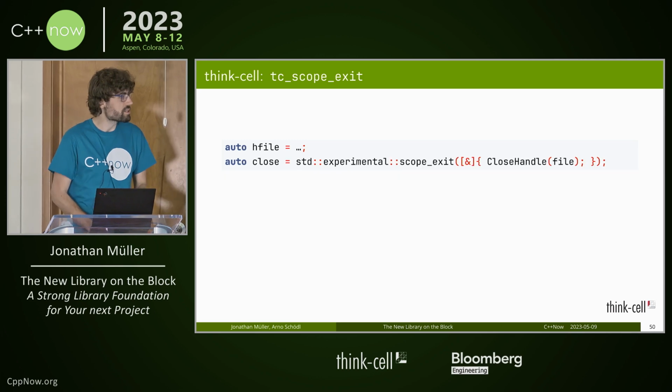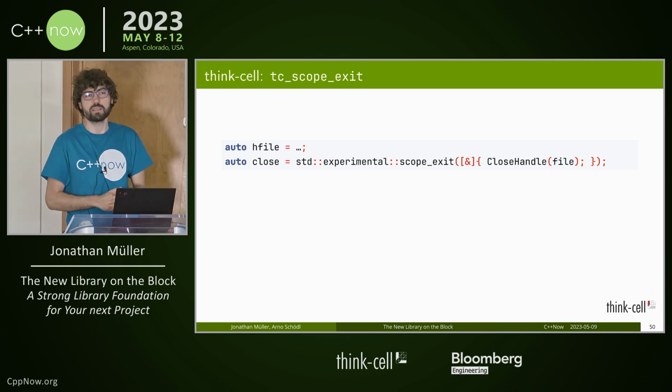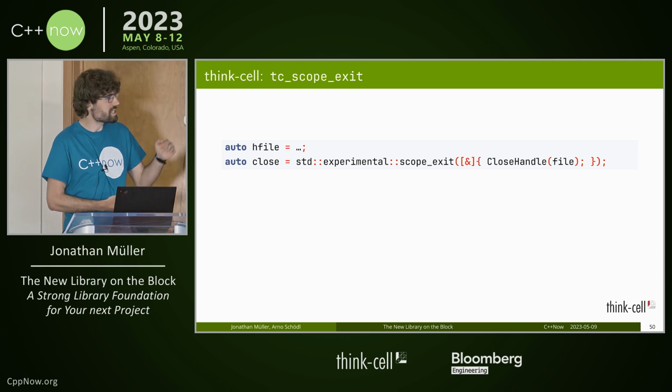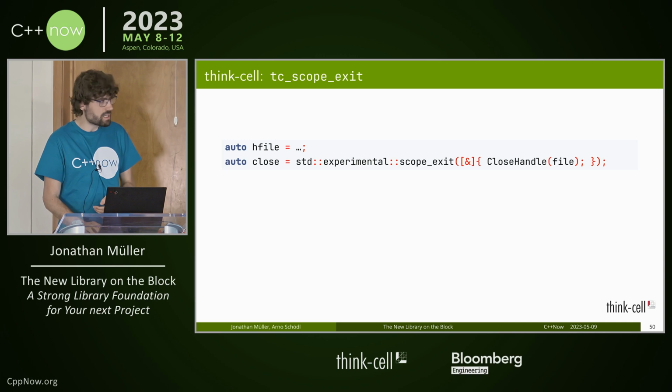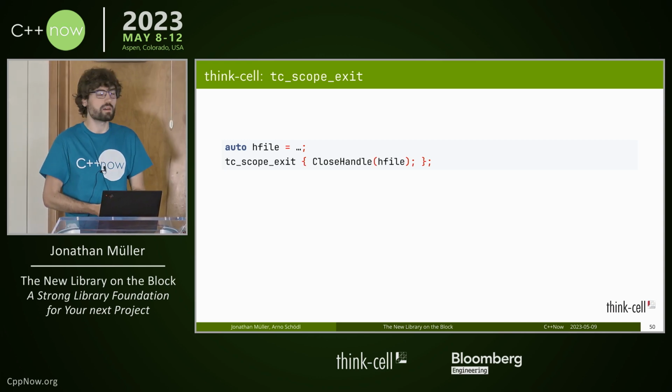But that gets annoying if it's just a single thing that calls it. So the standard library actually has something built in the TS there. So you can call scope exit, give it a lambda, and this will invoke the lambda on scope exit. I don't know whether any compiler actually implements it. And it's a bit annoying because you have to keep this dummy variable around, right? So instead, we can just use TC scope exit and then braces and then some code. And this code will be executed on scope exit.